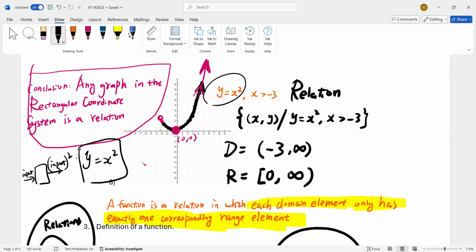Output depends on input. Okay, you feed the machine input first, and then the machine produces a corresponding output. Not the other way around, okay? X is the input, goes first, and then y is the corresponding value of the function.